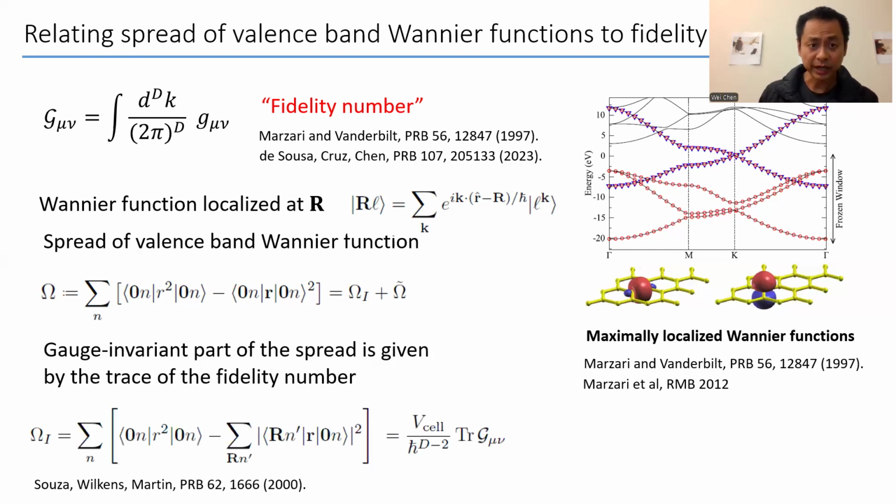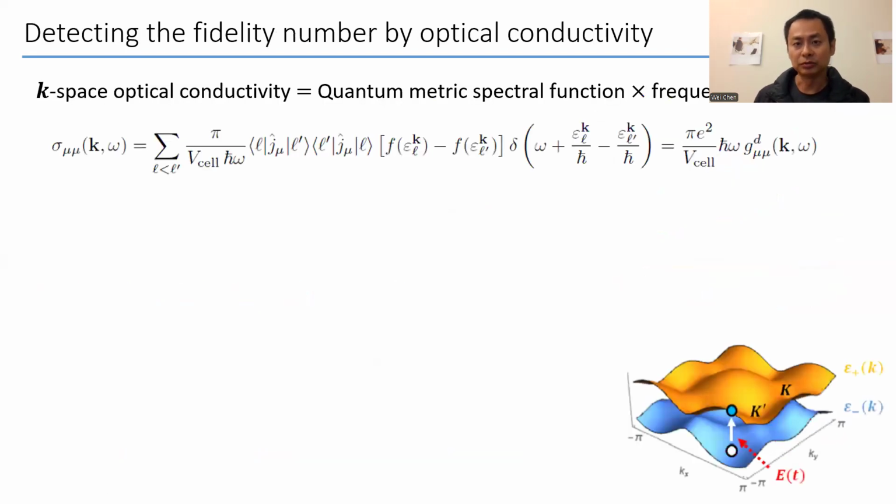Okay. And it was already proved long ago by Souza et al. in 2000 that this gauge invariant part of the spread of the Wannier function has this expression, and it is exactly equivalent to the trace of this fidelity number that I was telling you about earlier. So that's very nice, because it means that if you manage to detect this trace of the fidelity number, then you have the information about this gauge invariant part of the spread. Now, how do you detect this thing?